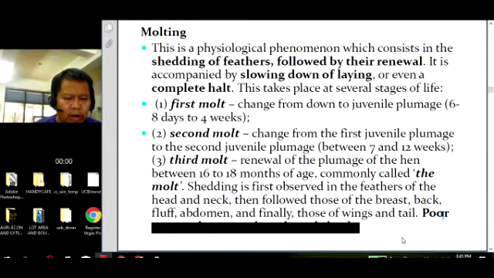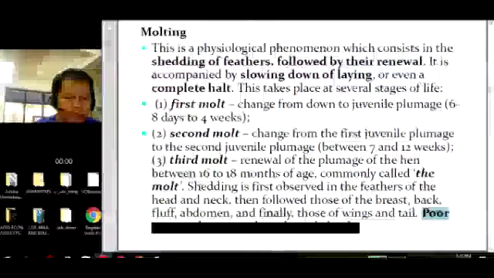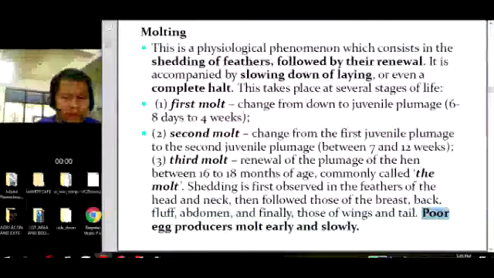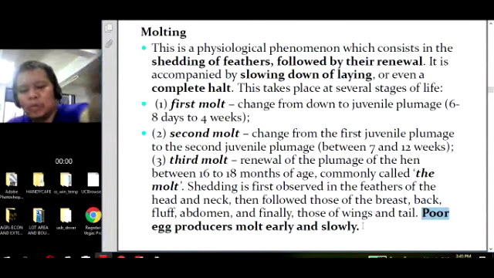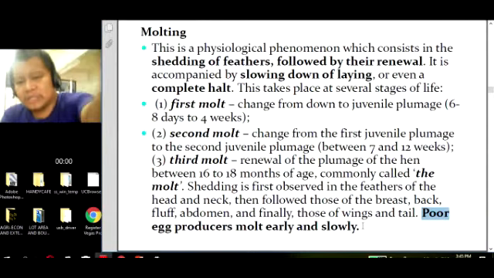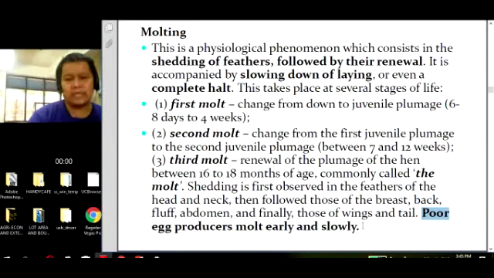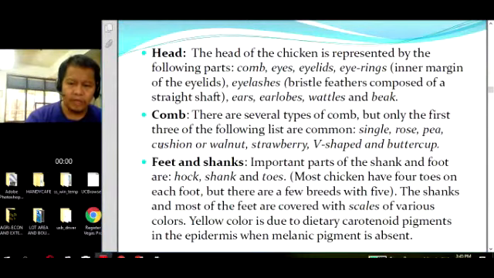So poor egg producers molt early and slowly. So usually those breeds of chickens that molt early and the molting process is slow, usually they are the poor egg producers. Okay, so yun. So the next one is the head.